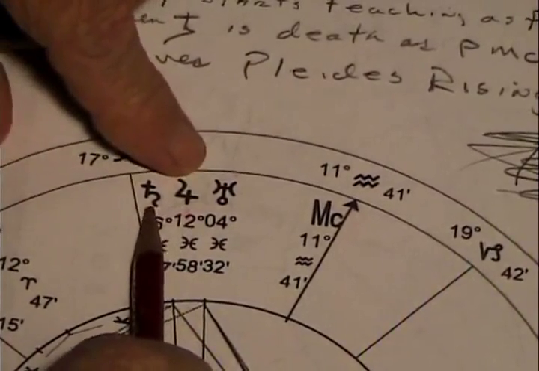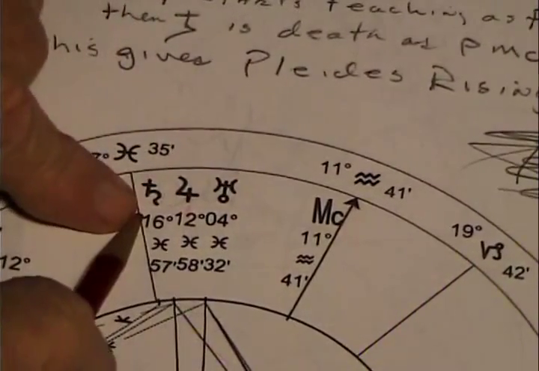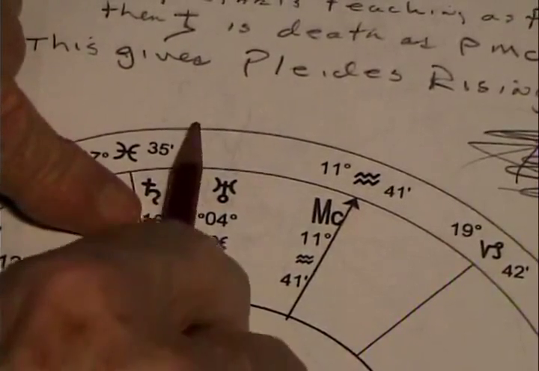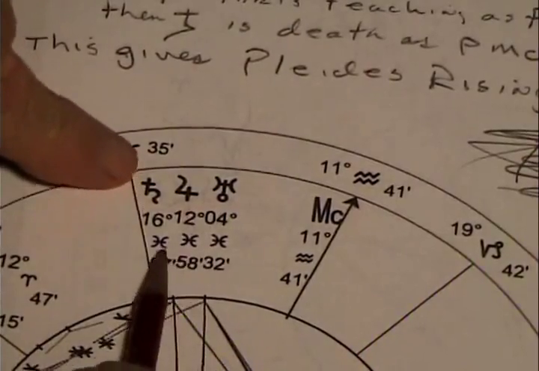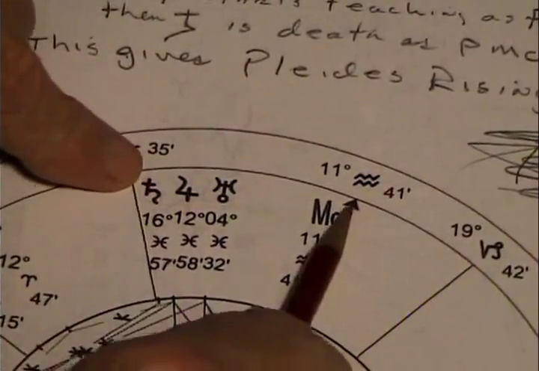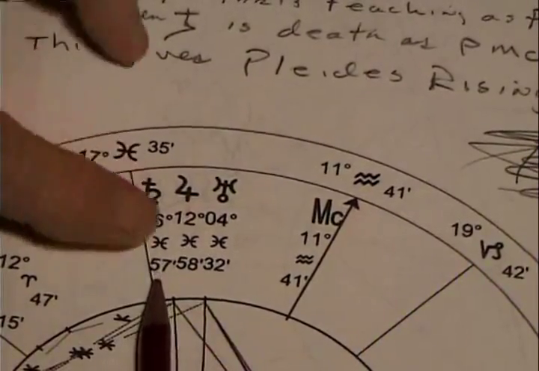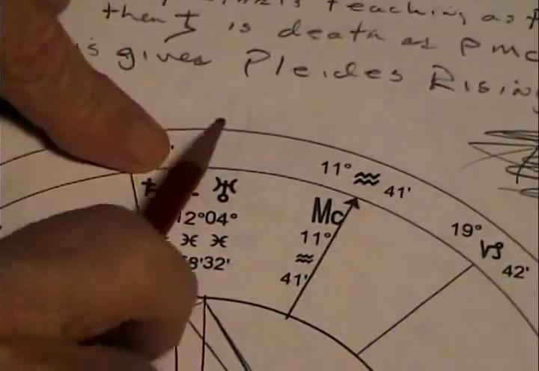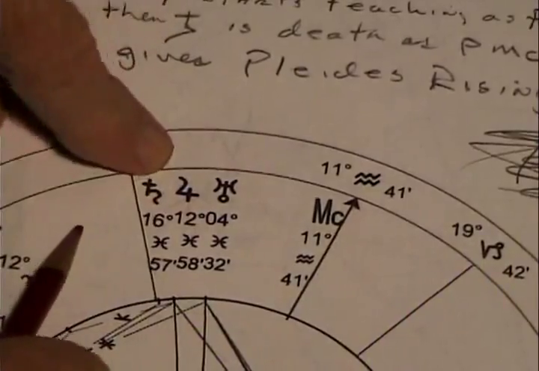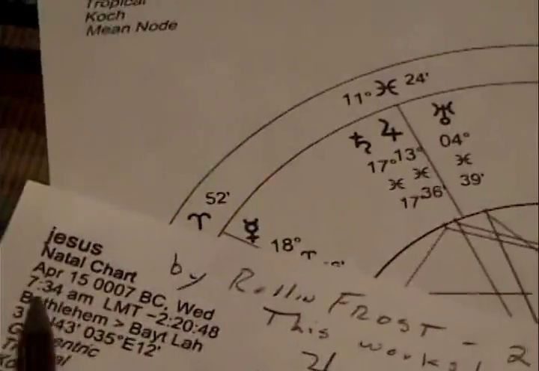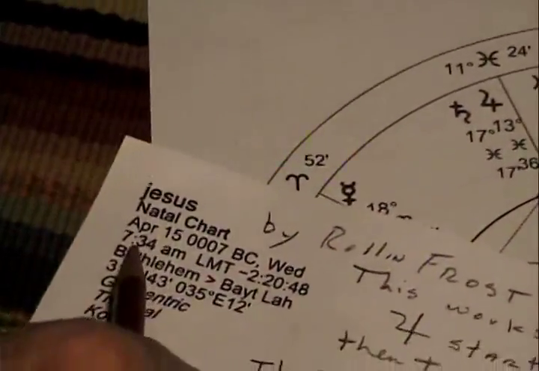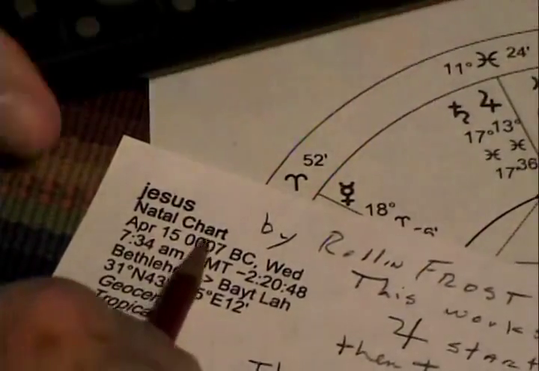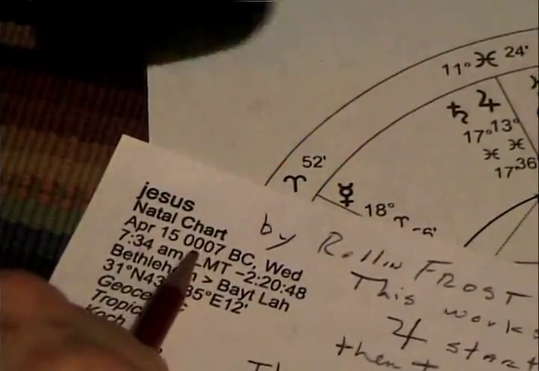Tick, tick, tick, tick, tick. The progressed Midheaven goes 1 degree per year. Then it hits Saturn. 4 years after he starts his ministry and his public preaching campaign, the progressed Midheaven hits Saturn, and there he is on the cross. This is the essential first step in finding the correct chart of Jesus Christ. Now, there's more to it. April 15th, 7 BC.